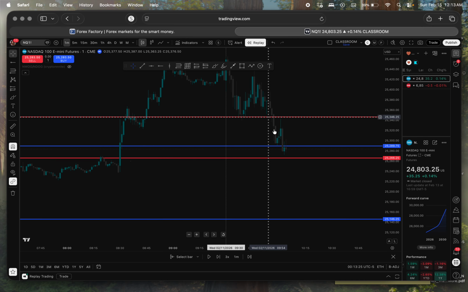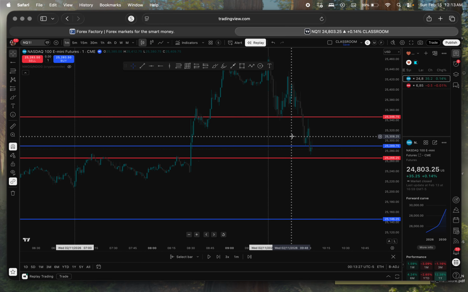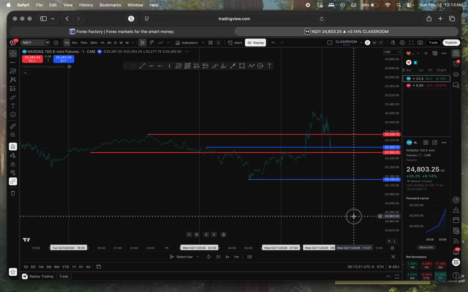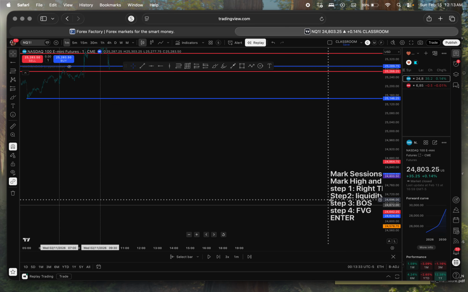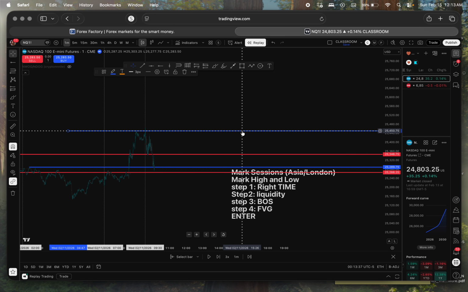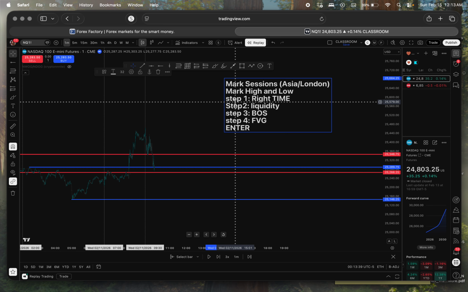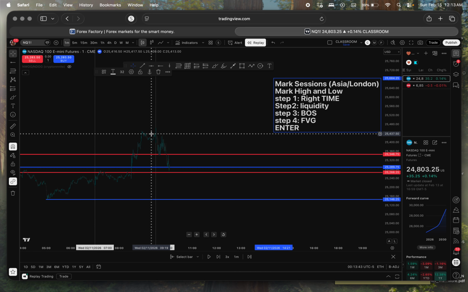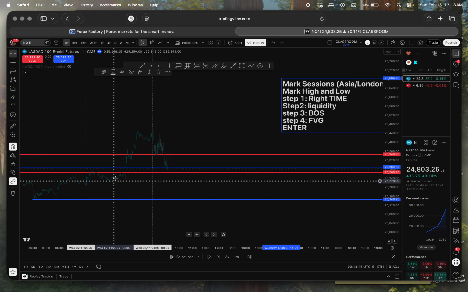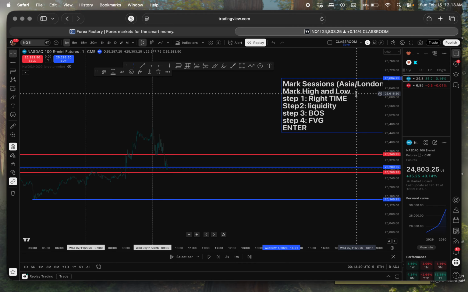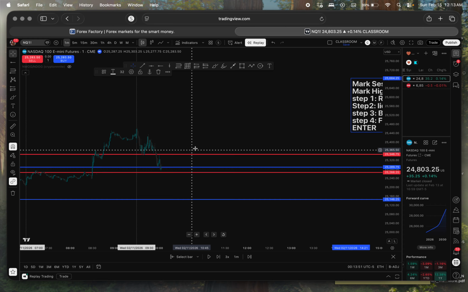So first off, we've gotten liquidity. I forget where my list is. Sorry, yeah. So we've got liquidity. That's one. We're at the right time, which is 9:30. So that's one. Liquidity, we've come up above these key levels and reversed back down during this 9:30 session. That's liquidity checked off. Now we're going to look for break of structure.